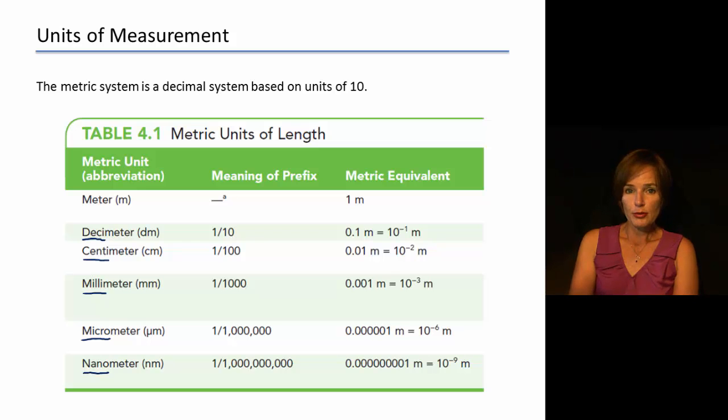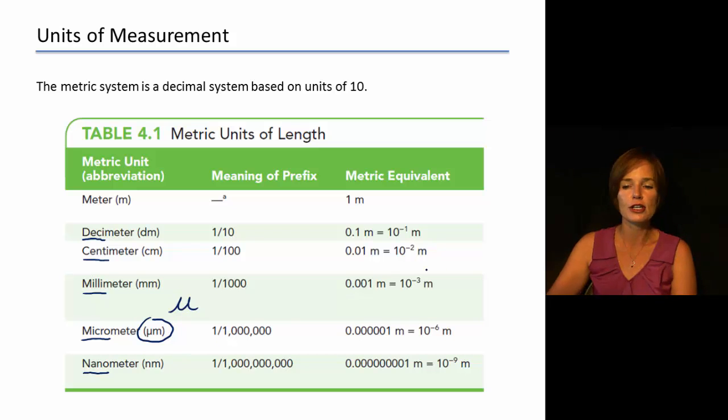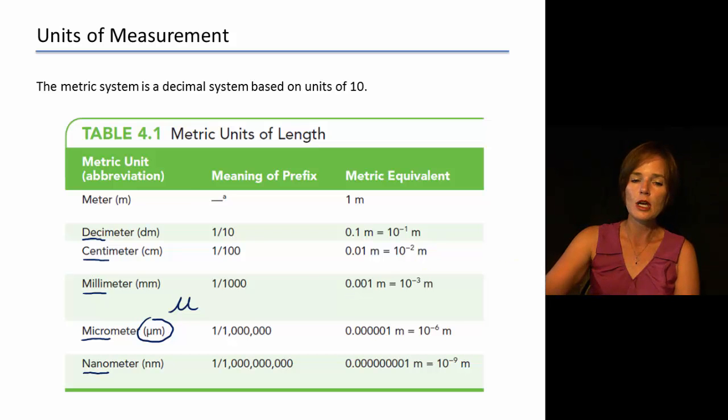So we do focus on the prefixes. Again, notice the way that we abbreviate them. The micrometer, or micron, uses the Greek symbol mu. I'll write it out a little larger, and we put that in front of the m. That means micrometer or micron, and the nanometer is going to be nm.